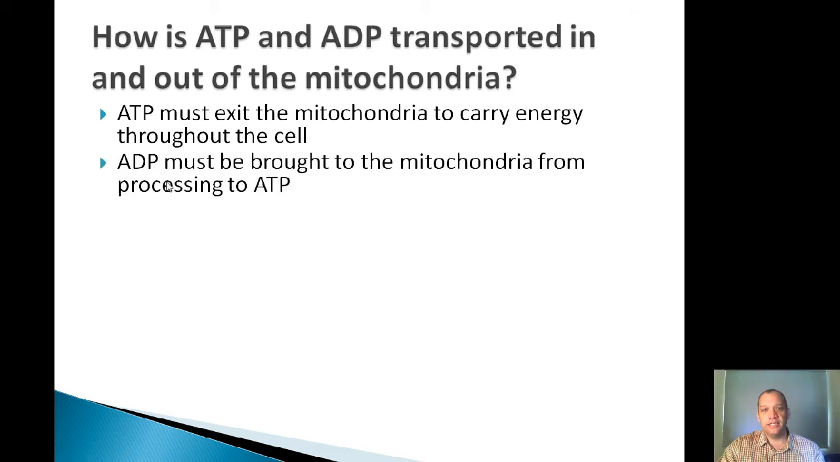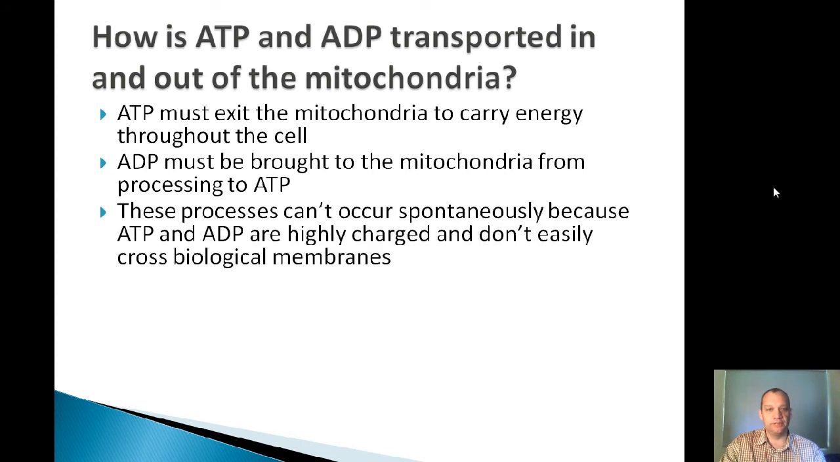So ADP must also be brought back into the mitochondria for processing back to ATP. So of course we have the ADP, the kind of spent ATP, which is produced throughout the cell. That has to travel back into the mitochondria to be turned into ATP again, and then once it is ATP, it has to be shuttled out of the mitochondria to go to the rest of the cell to do its functions.